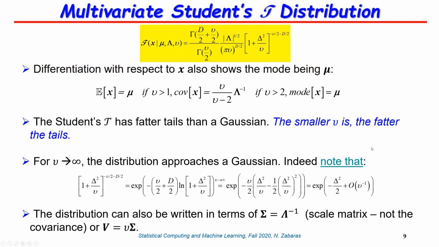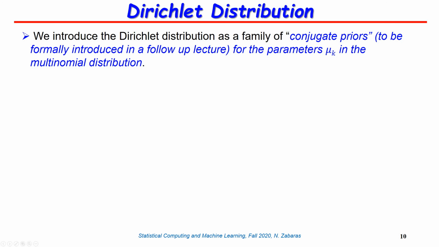So what I want to do now is move to another distribution, which is going to be a little bit more complex to understand, but I think when we start using it in applications, it will make a lot of sense. For now, I want to start giving you the definition and some of the properties of the Dirichlet distribution. So let me remind you of the multinomial distribution.